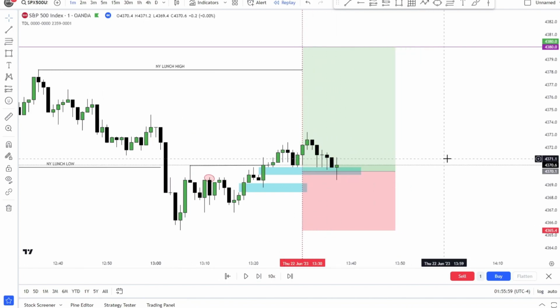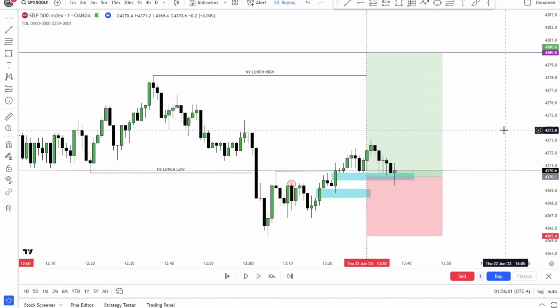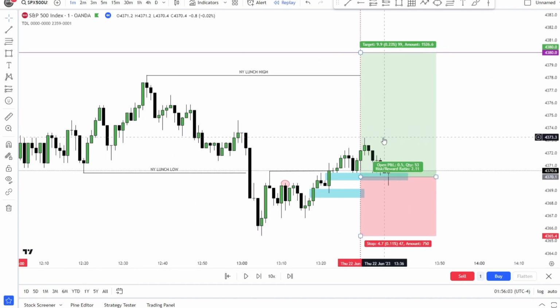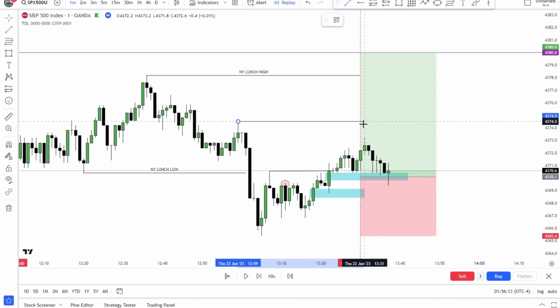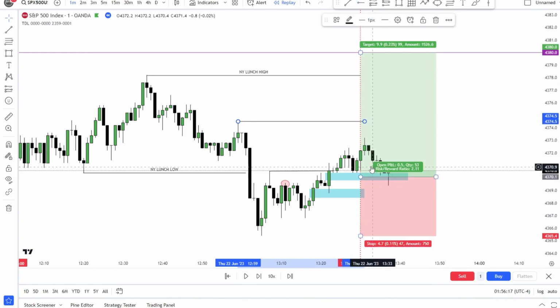And boom, we are now entered. And what we do now is we can take partials along the way, but you could also just ride it along up to the New York lunch high or the equal highs up here. But if you want to take partials, you can do it for the swing highs here, and then go break even afterwards, because now we expect higher prices from now on.